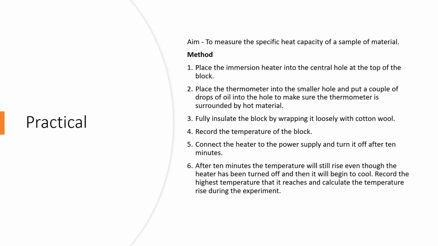So we'll be looking at a practical today. The aim of the practical is to measure the specific heat capacity of a sample material. The method: Place the immersion heater into the central hole at the top of the block. Place the thermometer in the smaller hole and put a couple of drops of oil in the hole to make sure the thermometer is surrounded by hot material. Fully insulate the block by wrapping it loosely with cotton wool. Record the temperature of the block.